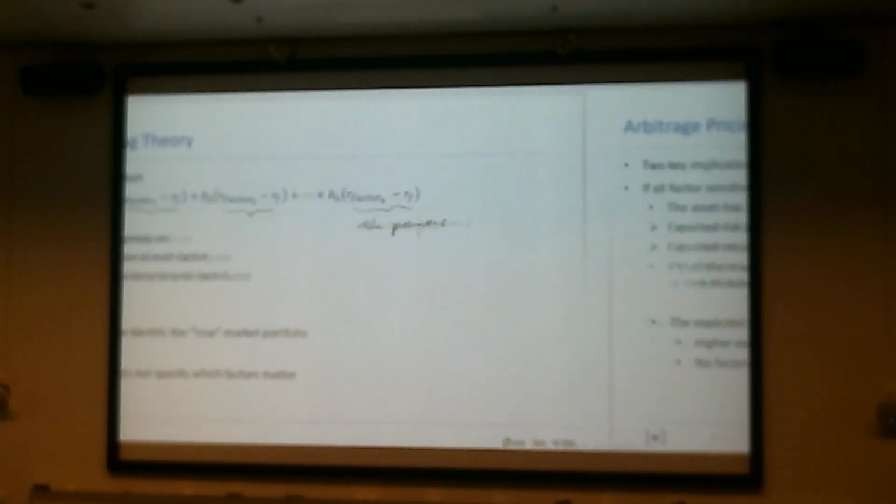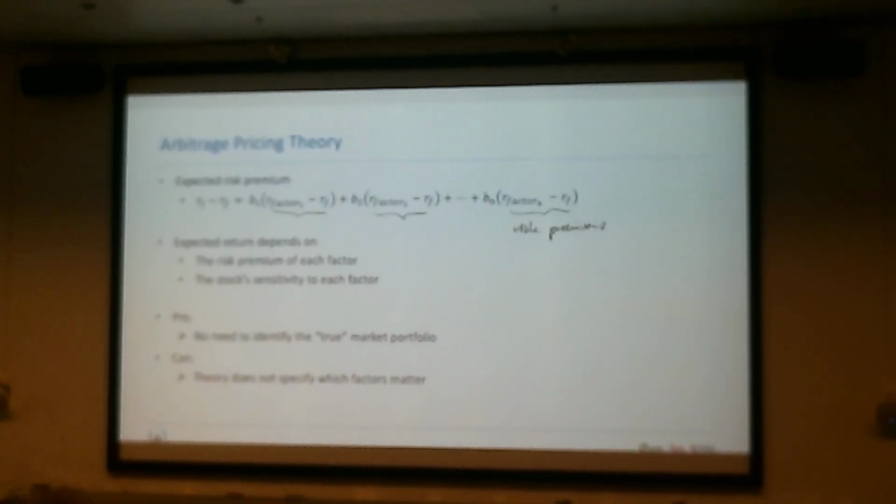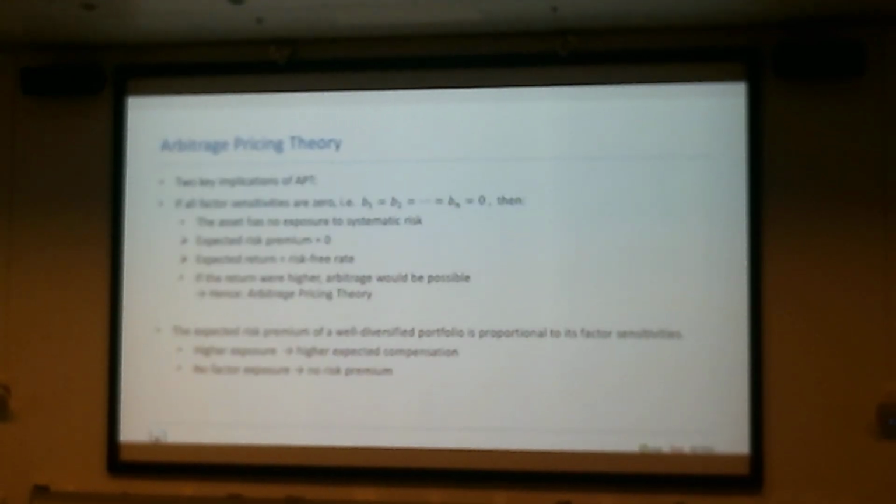So first, if you look at this formula, and if you think about what happens when all these B's are 0, then you have 0 on the right-hand side, and on the left-hand side you have Ri minus Rf. So that gives us that the return of a stock is equal to the risk-free rate. And it makes a lot of sense, because if all these B's are 0, that means the stock is not exposed to any of these risk factors. And if a stock is not exposed to any risk, it's a risk-free asset. And then, of course, it should give us the risk-free return.